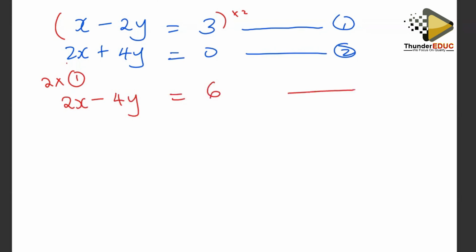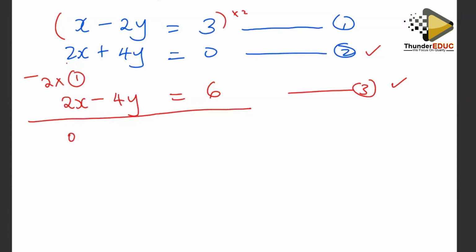I can call this equation star or equation 3. Having obtained that, then I'm going to work with equation 2 and equation 3. I'll do the subtraction. So 2x minus 2x is going to give me a 0.